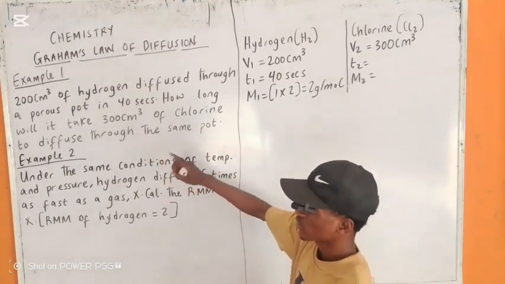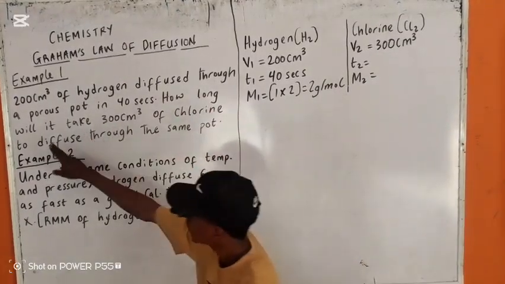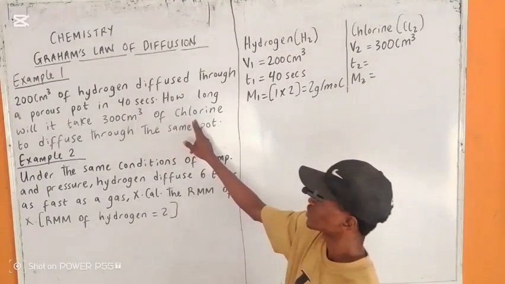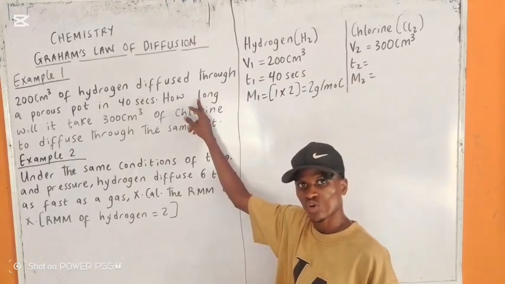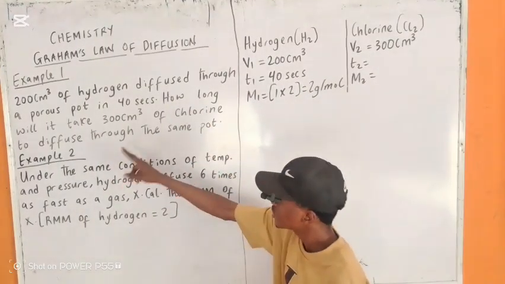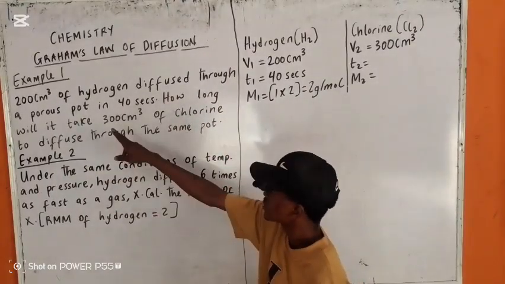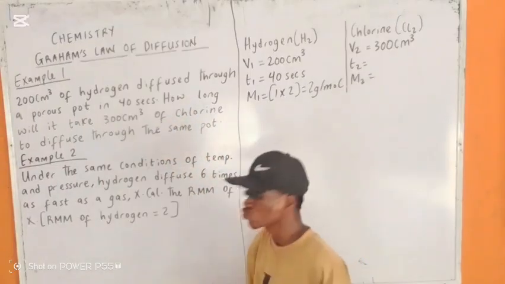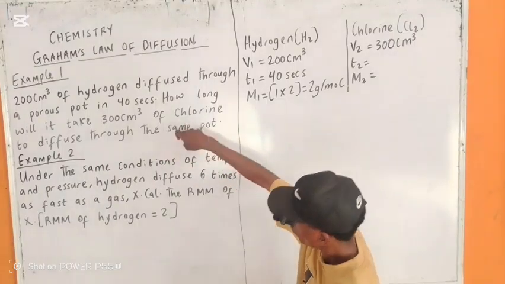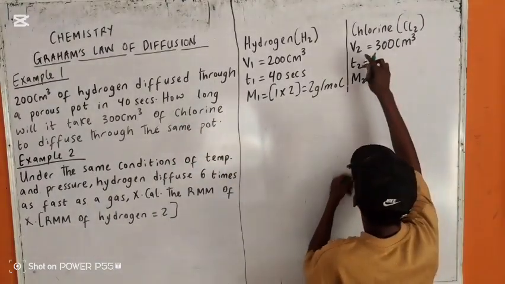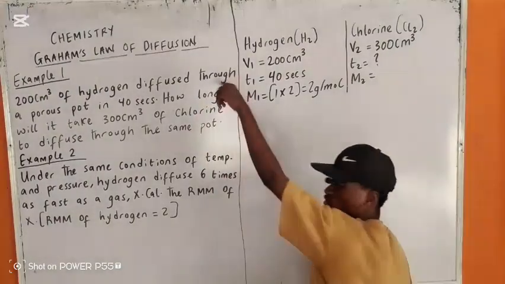Now what's the next thing there? How long will it take 300 cm³ of fluorine? How long means what? Time. How long? Time. Let me finish it: how long will it take 300 cm³ of fluorine to diffuse through the same pot? How long will it take chlorine to diffuse through that same pot? So the time is in question. Question mark. So that is what the question is.